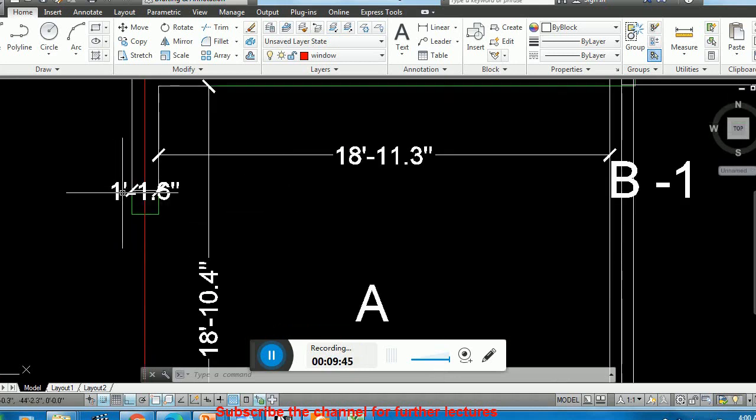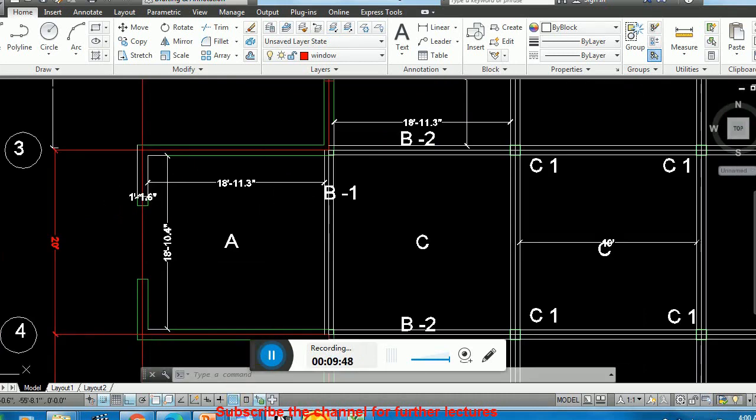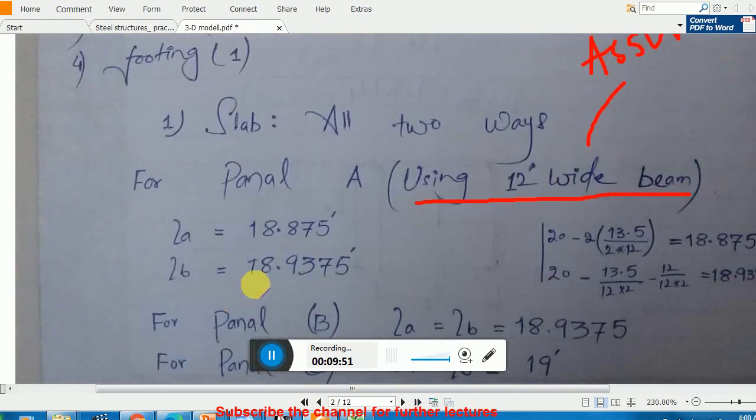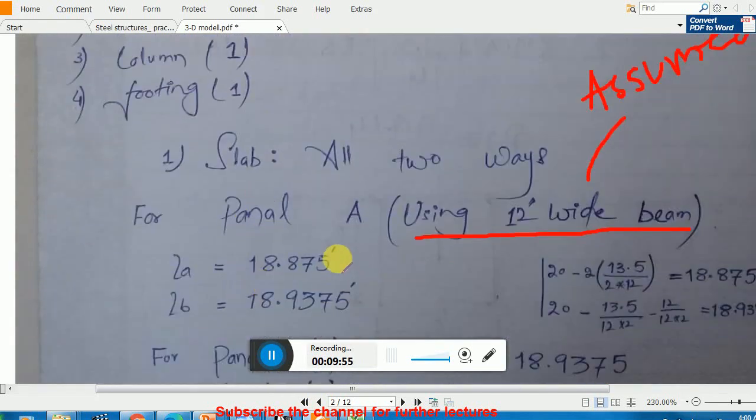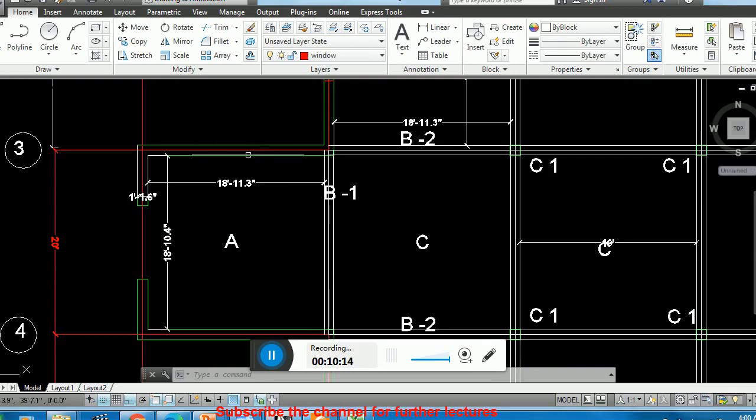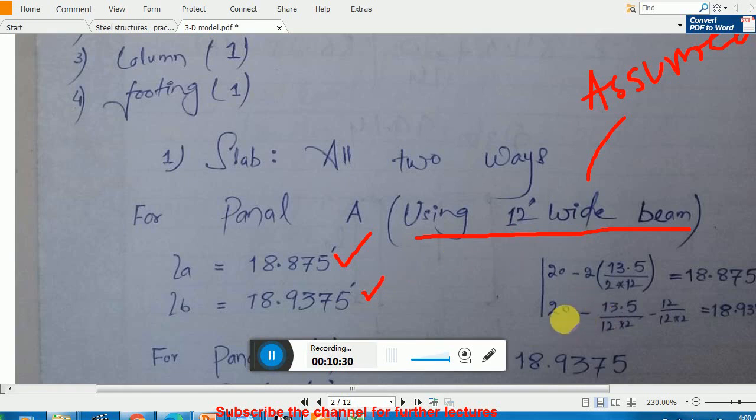The wall thickness is 1 foot, you can say 13.5 inch. So here LA is 18.875 and LB is 18.93. Remember, from where these dimensions come, you see the calculation here. 20 feet is the center to center distance, minus 13.5 from this wall and 13.5 from this wall. That's why you get the clear distance 18.87.